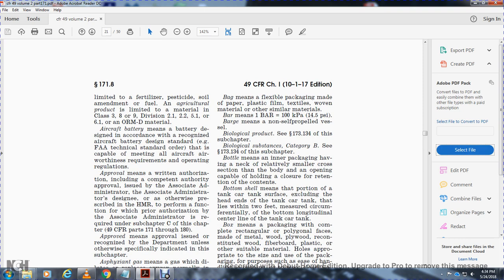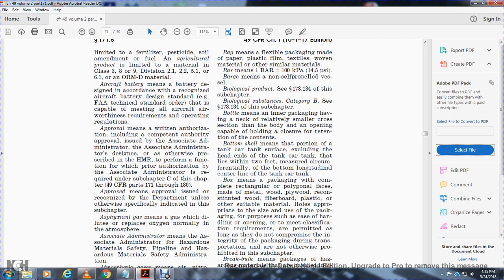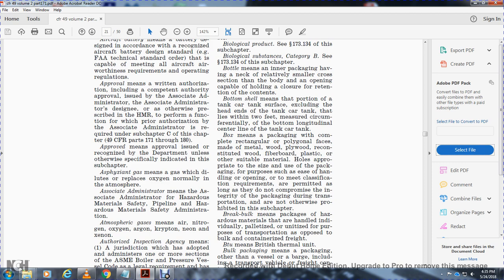Title 49 CFR 171 through 180. Approved means with approval that is issued or recognized by the Department of Transportation, unless otherwise specifically indicated in the subchapter. Asphyxiant gas means a gas which is diluted with a replacement for the oxygen normally in the atmosphere. Associate Administrator means the Associate Administrator for Hazardous Materials Safety, Pipeline and Hazardous Materials Safety Administration. Atmospheric gas means air, nitrogen, oxygen, argon, krypton, neon, and xenon.